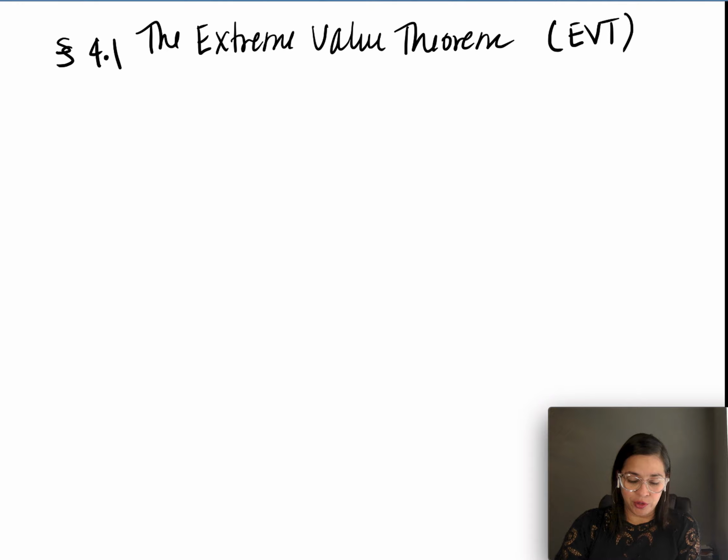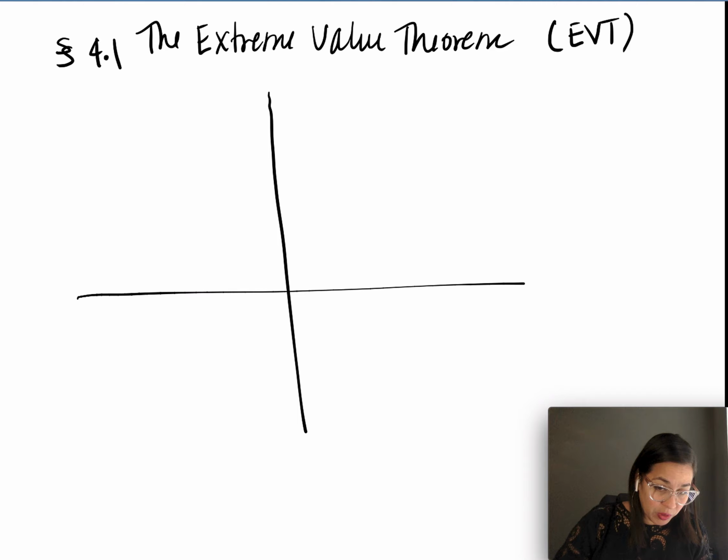So now we go over the second part of section 4.1, which is the extreme value theorem. And I hope it makes sense why I do things in the order I do them, because I think once you understand local max, local min, and you understand the first derivative test, then understanding the extreme value theorem is trivial. So check this out. So I'm going to draw a graph here. It doesn't really matter what it looks like.